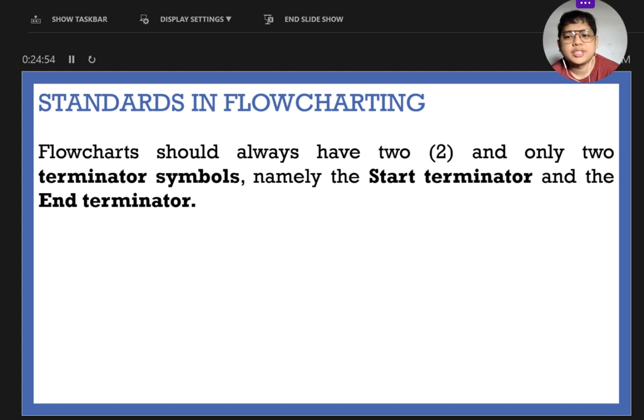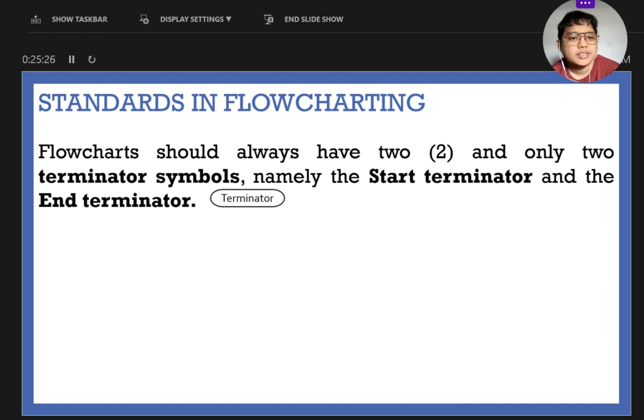If the flowchart sequence is multi-page, the start terminator is found, of course, on the first page. Then the end terminator always ends the entire flowchart sequence, so it should always be the last symbol found at the bottommost of the flowchart. If the flowchart is multi-page, the end terminator is found, of course, on the last page.